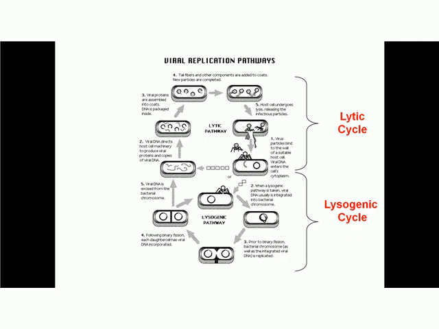In the lysogenic cycle, the viral genes are incorporated within the host cell's DNA. Each time the host cell reproduces, the viral DNA is copied along with the host's DNA. Occasionally, the viral DNA separates from the host DNA and starts a lytic cycle. At this point, new phages are made and released.